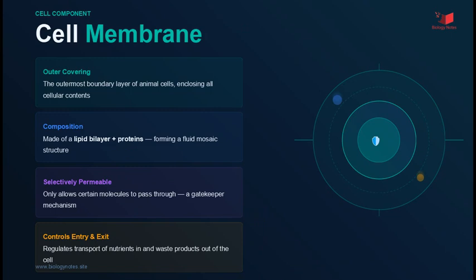The cell membrane is the outer covering of the cell. It protects the cell and separates it from the external environment. The membrane is made of a phospholipid bilayer with proteins. It is selectively permeable, meaning it allows only certain substances to pass. It controls the entry of nutrients and the exit of waste.